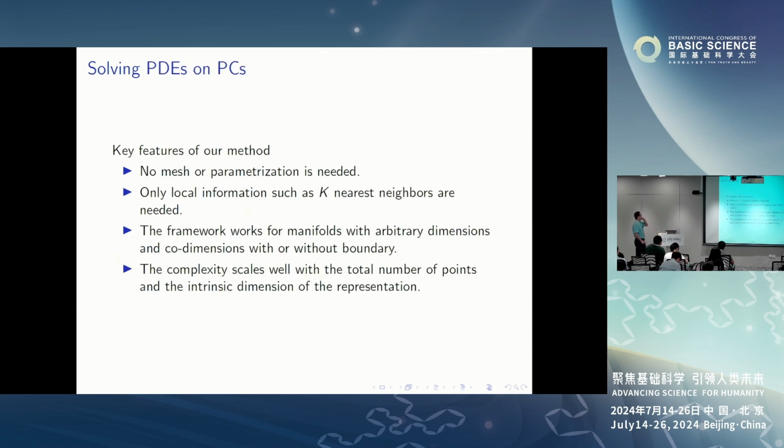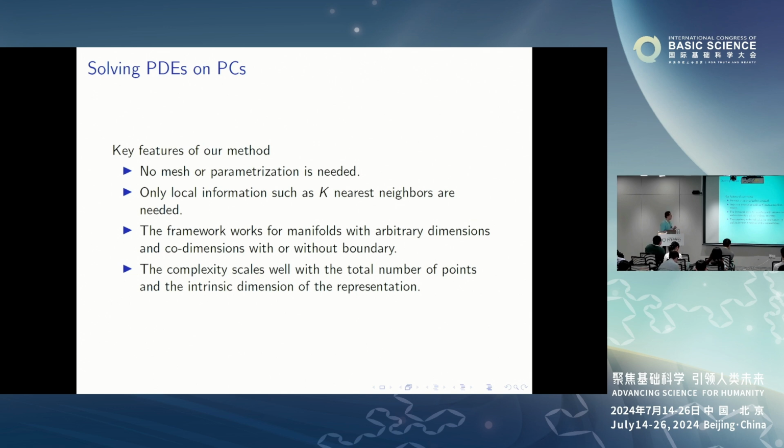Okay, so let me just highlight a few key features of our method. No mesh, no parametrization is needed. You just directly do everything on the raw point cloud data. And only local information, because we're solving PDEs, the only thing you need is local information, such as you and your k nearest neighbor points.